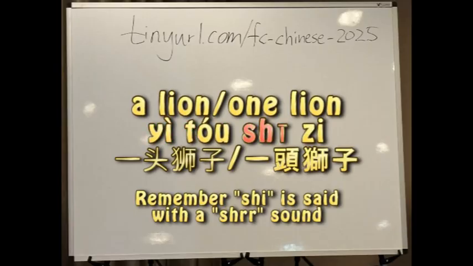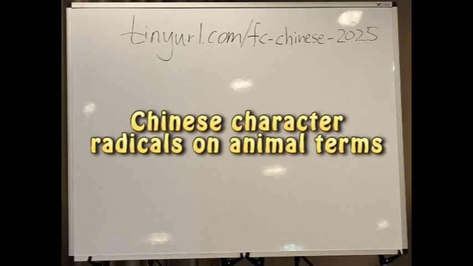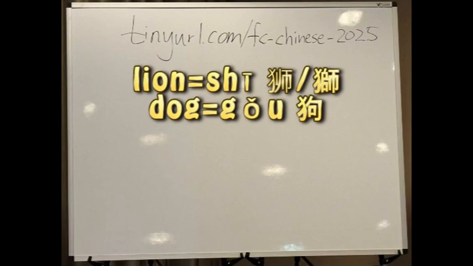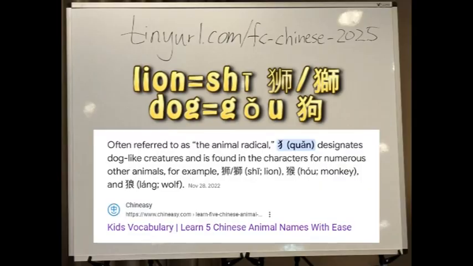So let's write it. Okay, so this is the word 狮 and this is the word 狗. If you notice the characters, you can see on the left-hand side they kind of look the same. That's another characteristic of Chinese characters, where things with similar characteristics sometimes share similar writing.